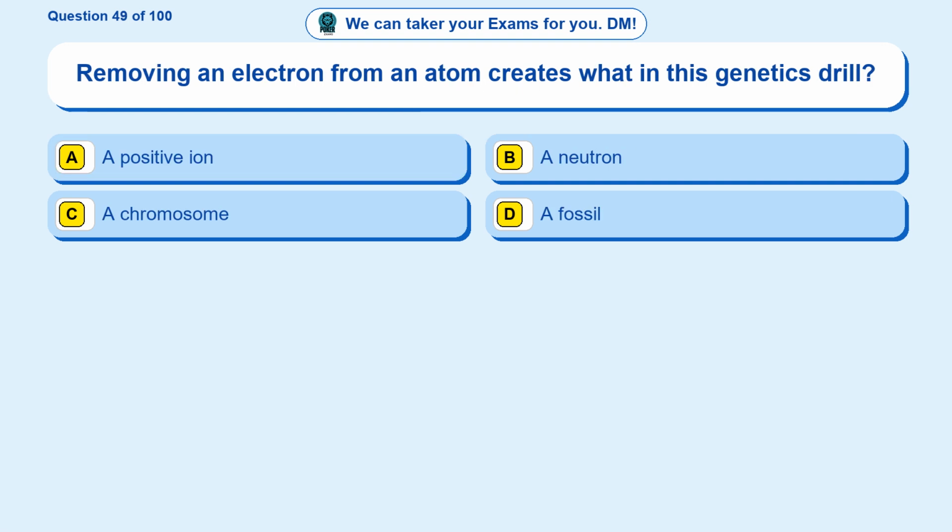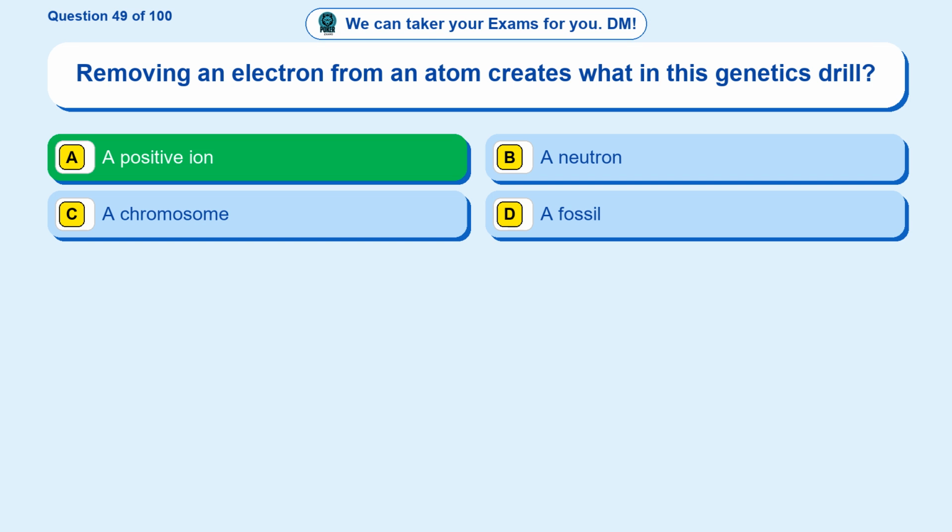Question 49. Removing an electron from an atom creates what in this genetics drill? Option A. A positive ion. Option B. A neutron. Option C. A chromosome. Option D. A fossil. The correct answer is option A.